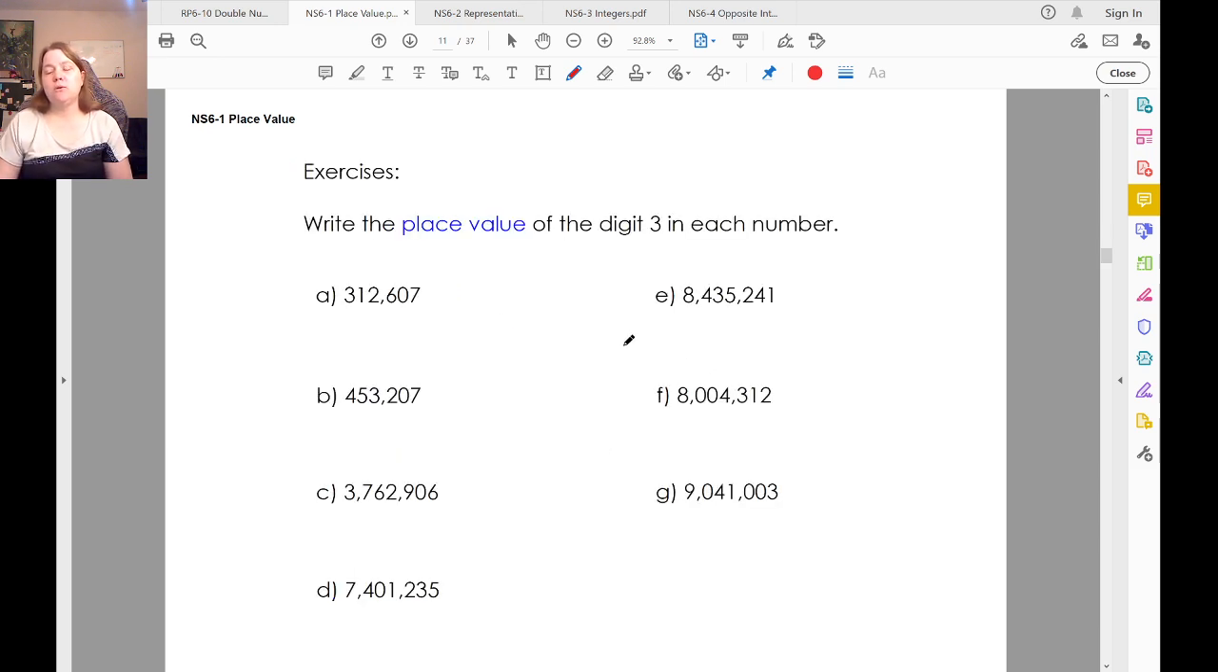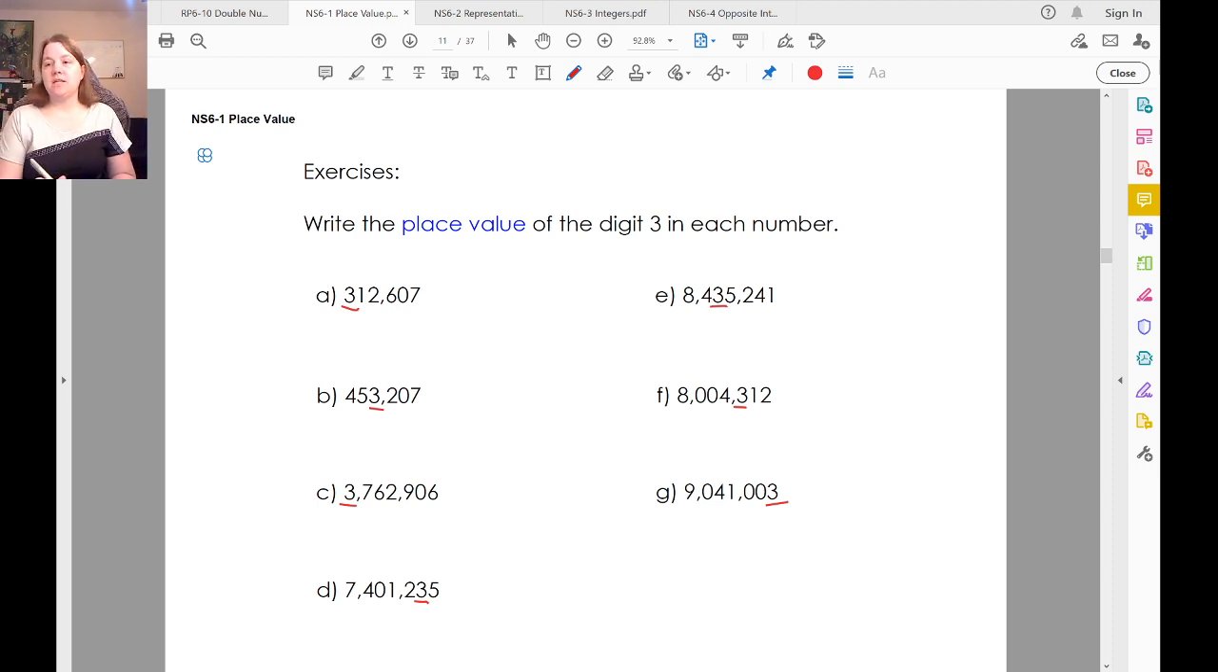So they want to know the place value of the digit 3 in each number. I'm going to go ahead and underline the digit 3 in each of these. And then I'm going to ask you to pause. I'm just going to write out the number. I'm not going to write out the words for the number, but I want you to go ahead and give this a shot, and we will talk about it when you come back.